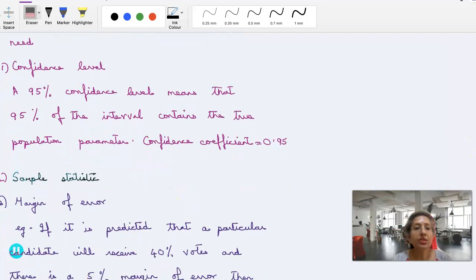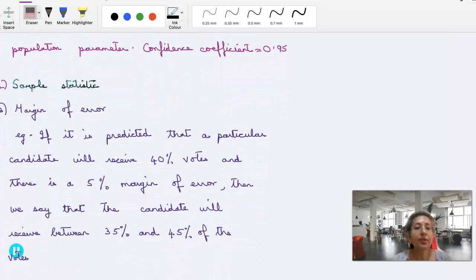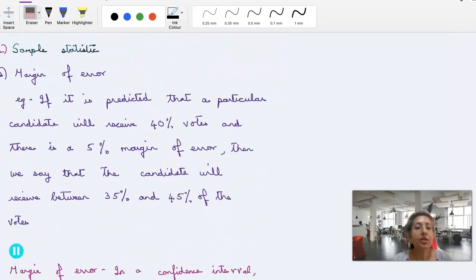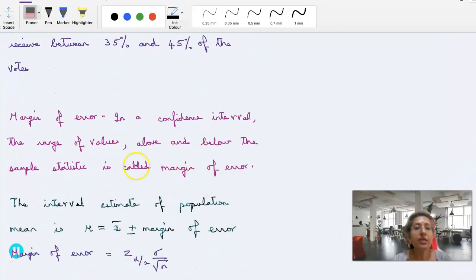Then you have sample statistics and margin of error. Coming to margin of error, if it is predicted that a particular candidate will receive 40% votes and there is a 5% margin of error, then we say that the candidate will receive between 35% and 45% of the votes. In a confidence interval, the range of values above and below the sample statistic is called the margin of error. So you have the sample statistic, and the margin of error will be below it and above it.